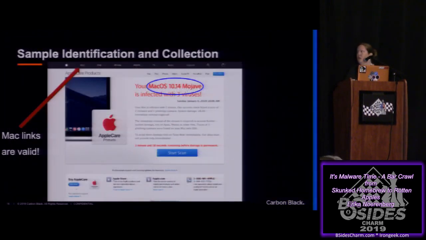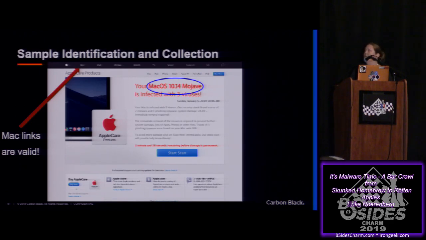This is one example of the sites that you would be redirected to. So you can see that it's actually detecting what your OS version is so that it can customize this page for the user, make it look a little bit more believable. This one is, "You're infected, start a scan, download our software" kind of thing.